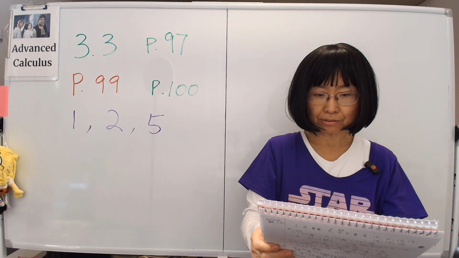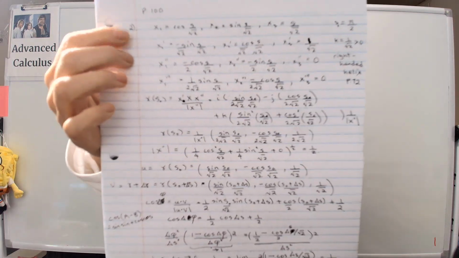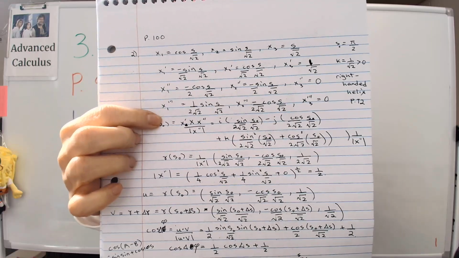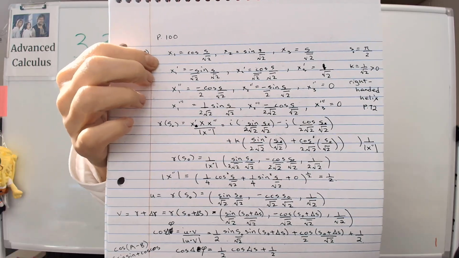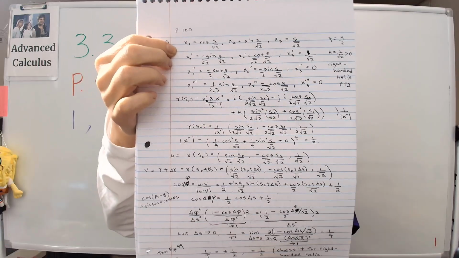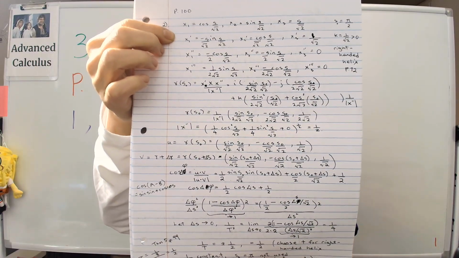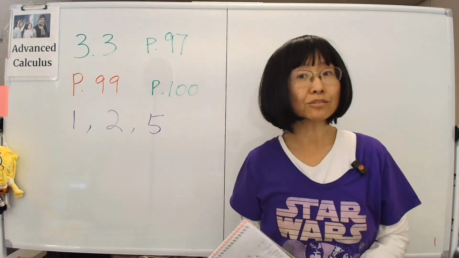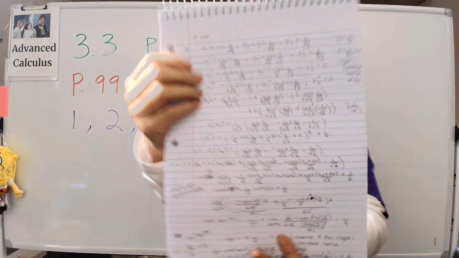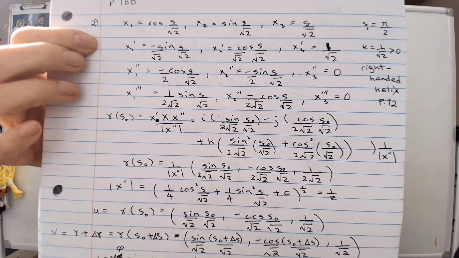Then problem 2 is the same problem, except that now we're calculating the torsion, so we do the same thing. But this time we are calculating at s of 0 equal to pi over 2. In this problem particularly, it is of no consequence, because both the curvature and the torsion are constant for this helix, a nice, smooth, round helix. So s0 equal to pi over 2 doesn't come up.